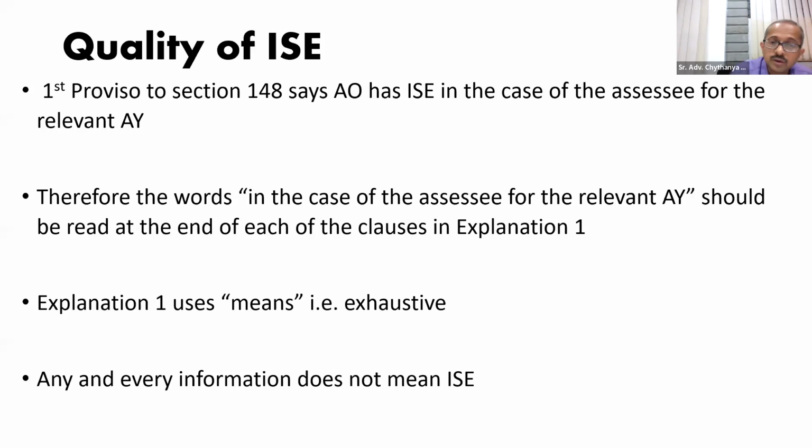But they have not defined what is information. They only define what is information suggesting escapement. And if we go to explanation 1, clause 1, it says any information. Clause 3, any information received. Clause 4, any information made available. Clause 5, any information which requires action. What is the meaning of information?